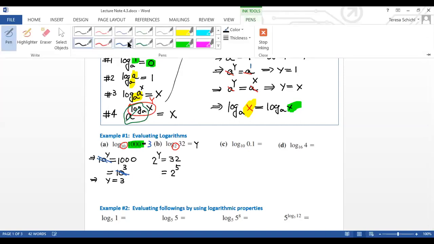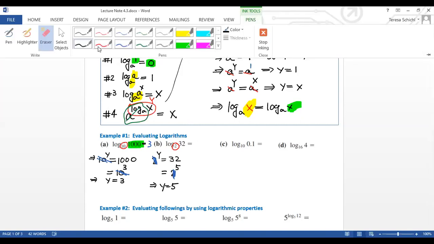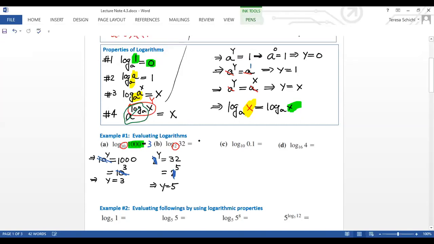Okay, so then you say, now I can cross out the same bases here. So what is the y here? y is equal to 5. So that is where this answer comes from. y is equal to 5 here. Okay, now let's take a look at the next ones.